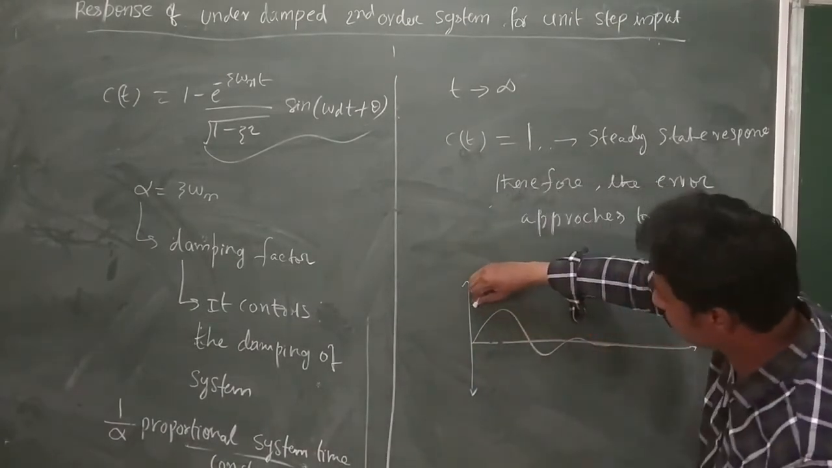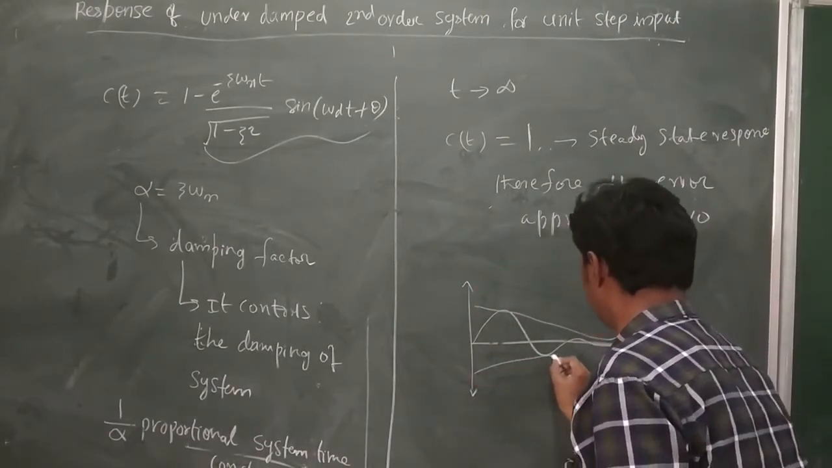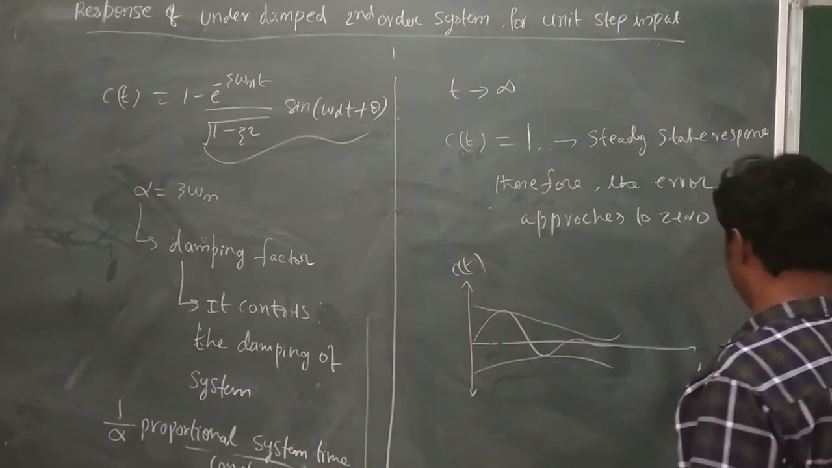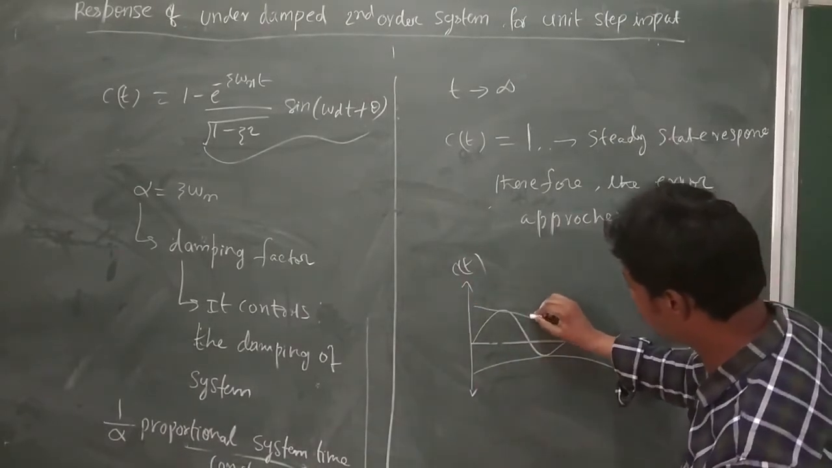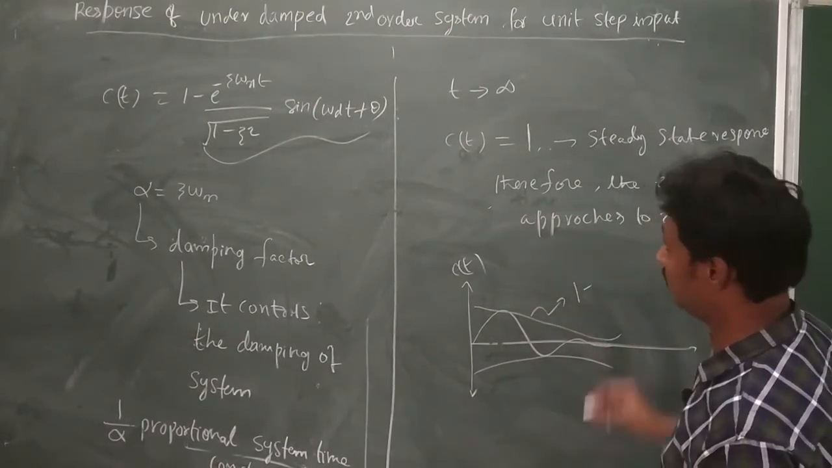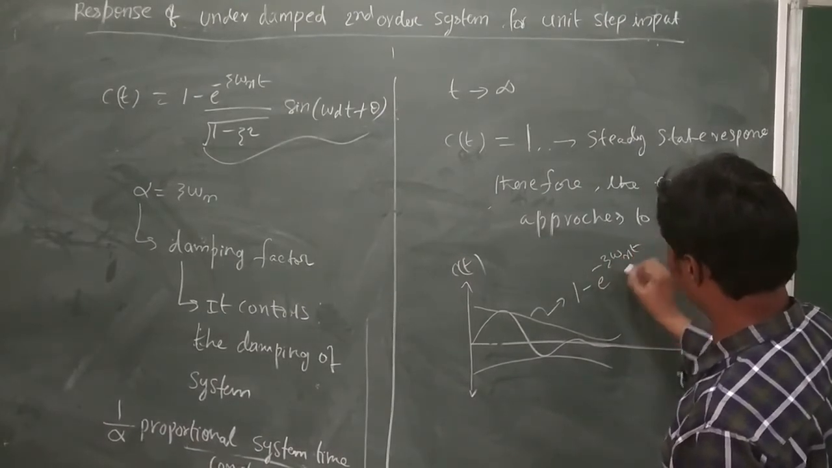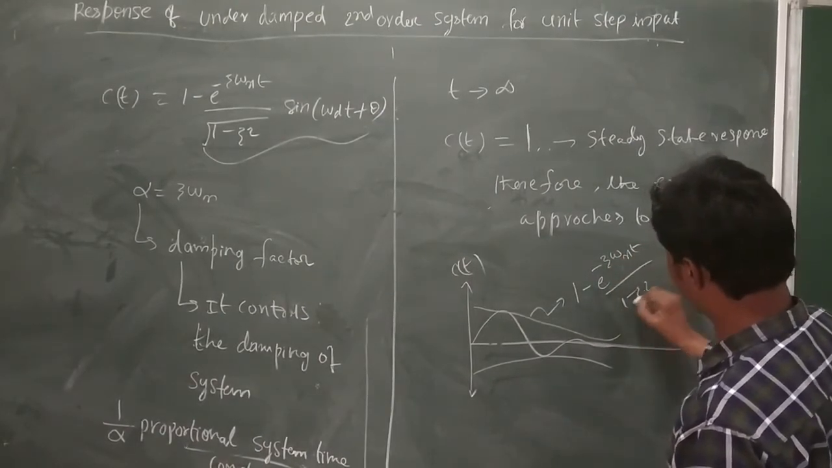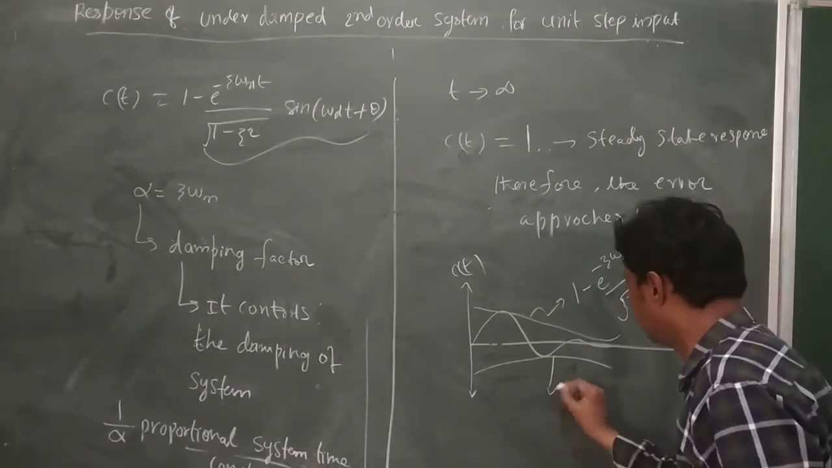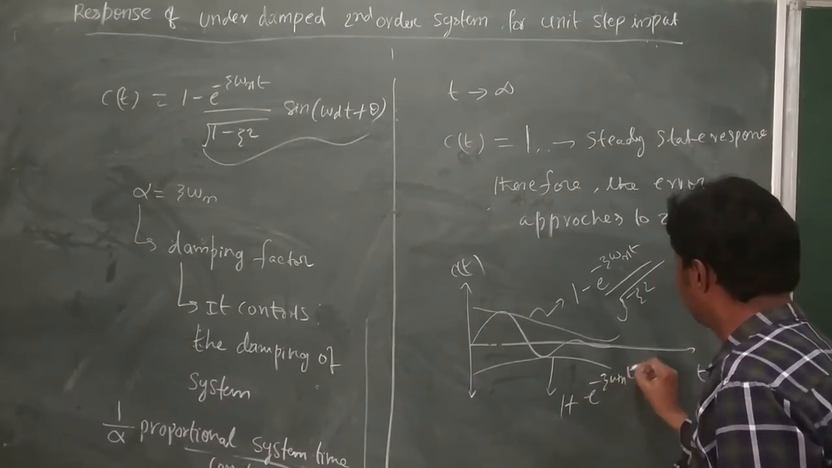So there are two envelopes, upside and here also 1, right? So this is c of t and this is a t. See, this one is the equation 1 minus e raised to minus zeta omega n t by root of 1 minus zeta square. Second one, here the down one is 1 plus e raised to minus zeta omega n t by root of 1 minus zeta square.